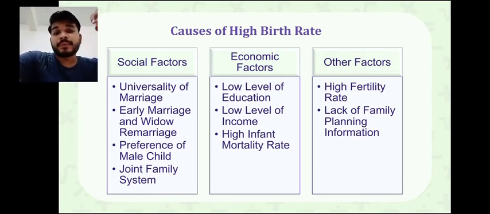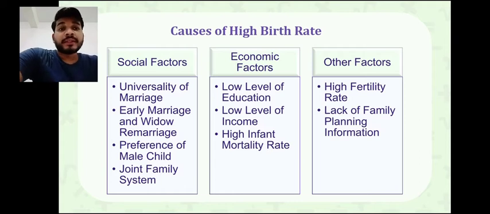Then the preference for a male child became a major factor, that everybody wants a male child to be born in their family, so that their family goes on, the generation goes on. Then the joint family system. So all these 4 points come under the social factors or social thinking of the people, and because of that the birth rate increased. So we are going to look at this particular social factor in detail today.